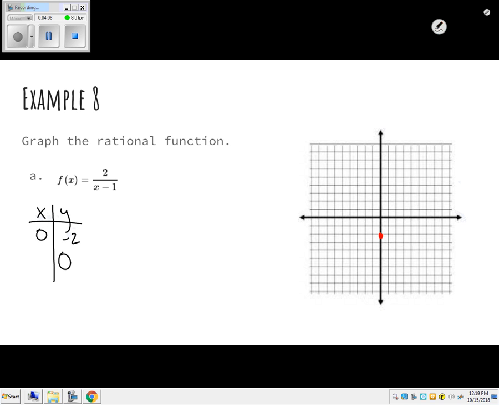And remember, to get my x-intercepts, I've got to take the top, whatever makes it equal to 0. Well, 2 is not equal to 0, right? This thing's never going to touch the x-axis. This is all I have so far. All right, I'm ready to go to vertical asymptotes. Remember, that's just the bottom. So I get x equals 1.